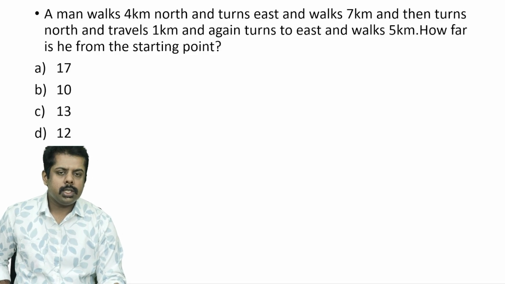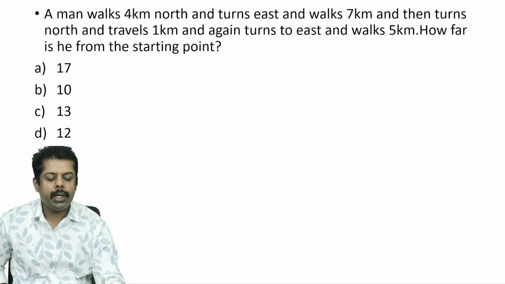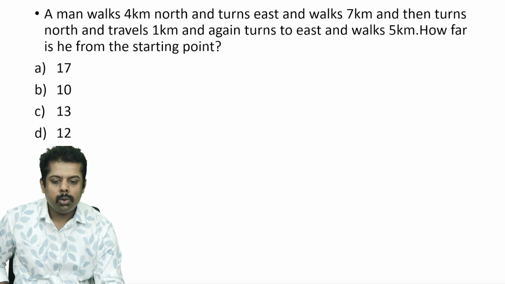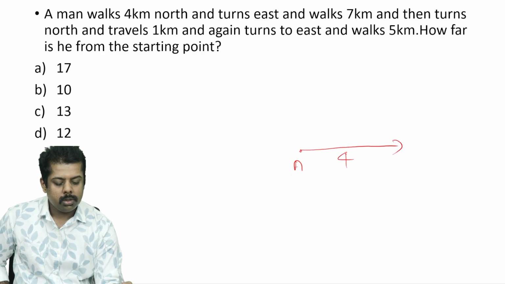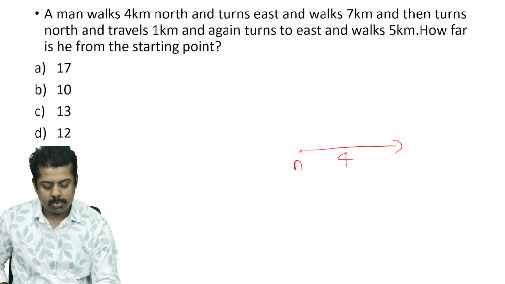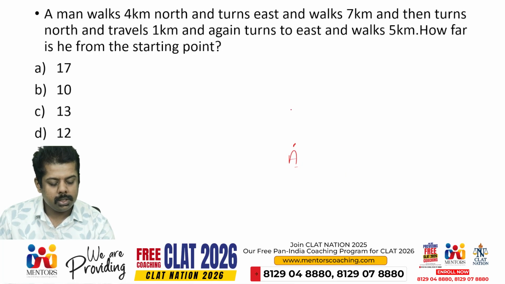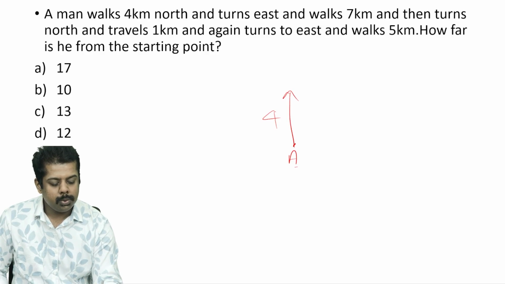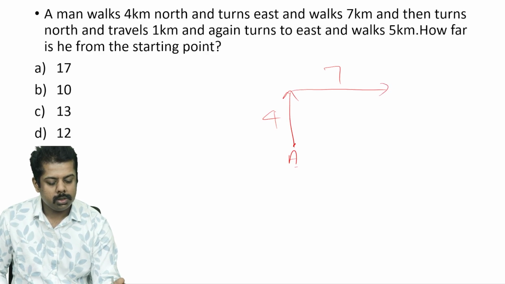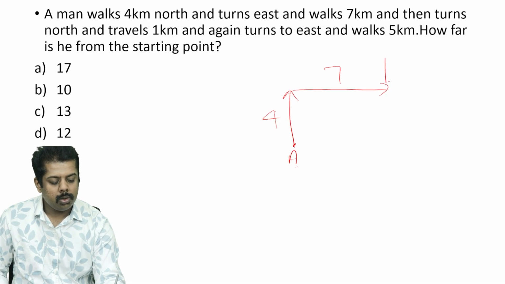Okay. So here they have just asked the distance. So we can draw the diagram. So what they have told, the man is walking 4 kilometers north. Given starting point is A. Is going 4 kilometers north. So starting point we can place it as A, 4 kilometers north. Then he moves east 7 kilometers. Then he moves again a north one.